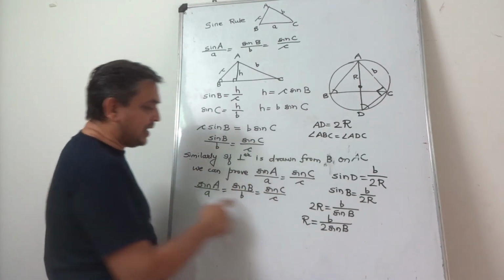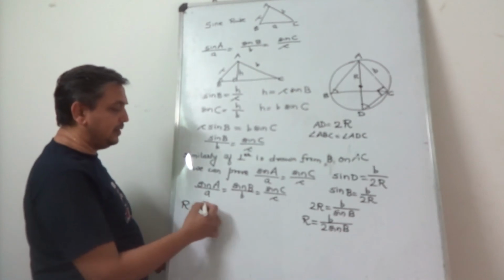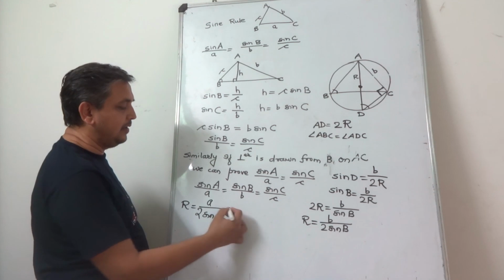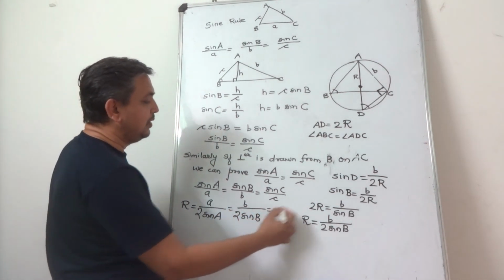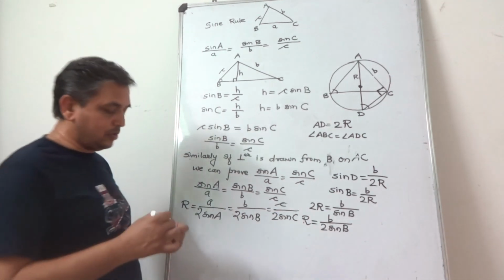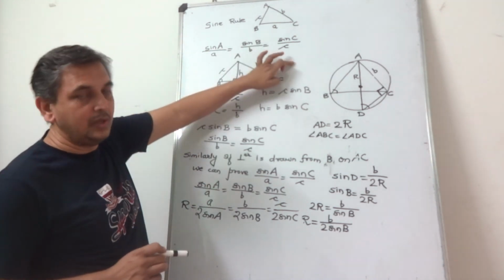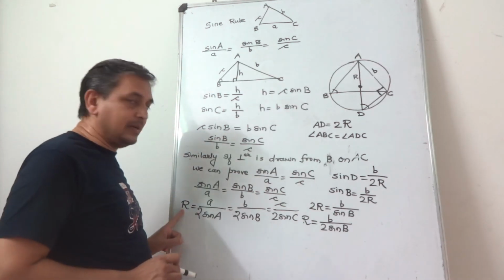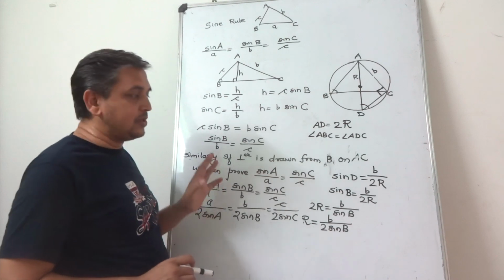But since these are equal, from here we can write R is equal to a upon 2 sin A equal to b upon 2 sin B equal to c upon 2 sin C. So we have seen two results here. One is the sine rule, and from this rule we have found a relation for the circumradius, capital R. Is this clear? We stop here for now.